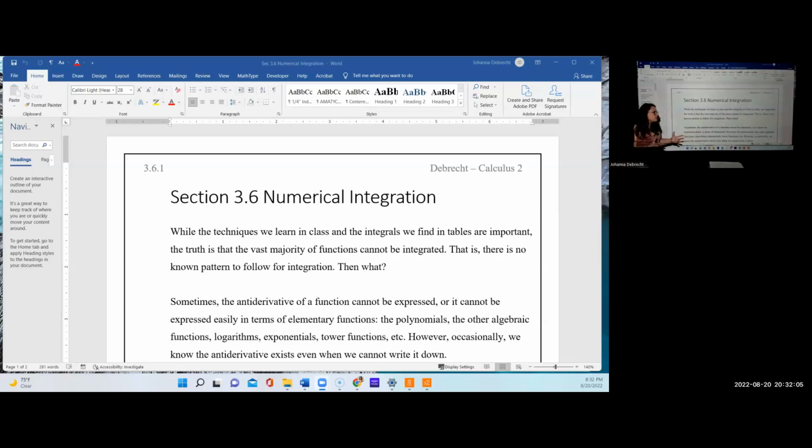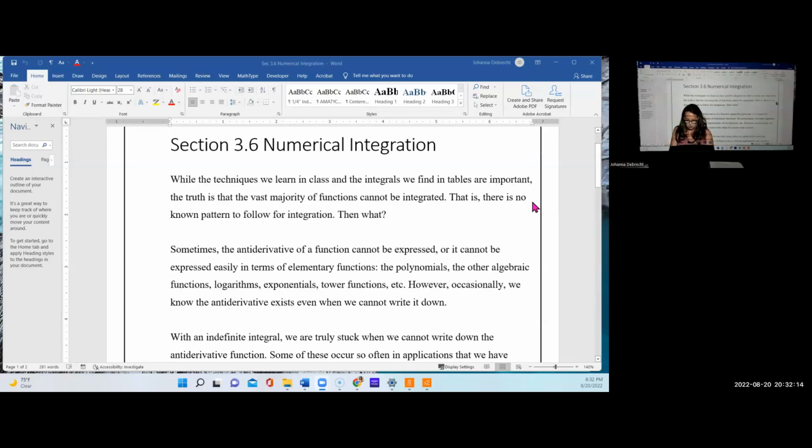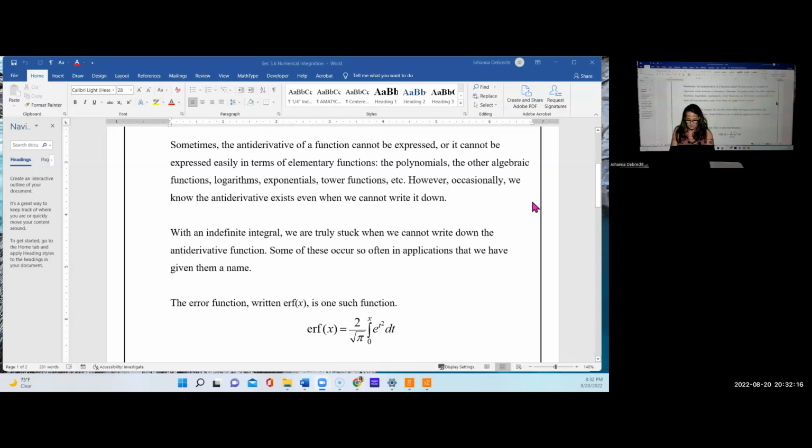In other words, we've got a function, but we don't know how to write down the antiderivative. Now, sometimes that's because we don't know how to write it down in terms of the elementary functions. Now, what do we mean by elementary functions? By elementary functions, we mean the ones we can write down. That would be polynomials, other kinds of algebraic functions like radicals, rational functions, logarithms, exponentials, even tower functions we can write down. Remember, tower functions are a variable raised to a variable power. So the variables in the base and the variables in the power. But still, we can write those down. These are what we would consider to be elementary functions.